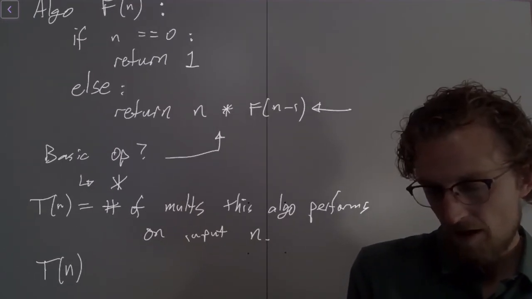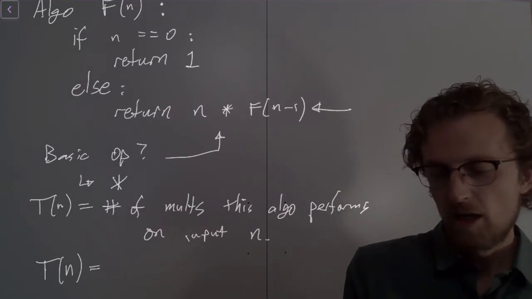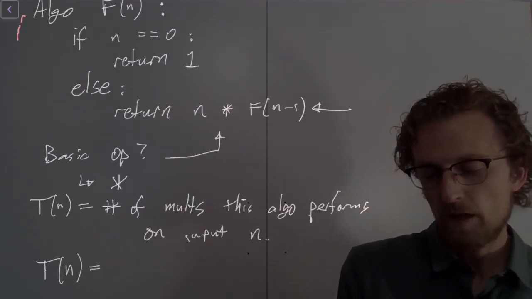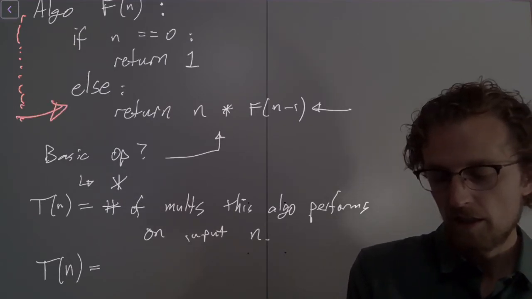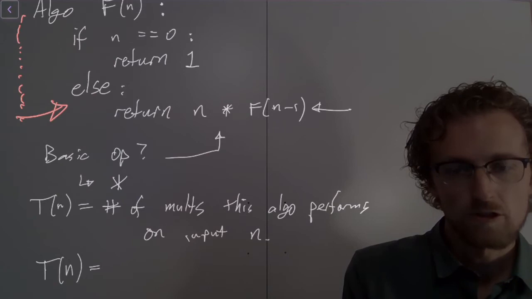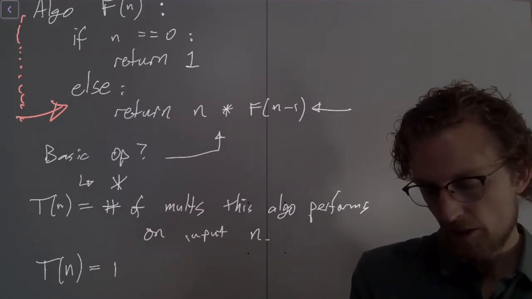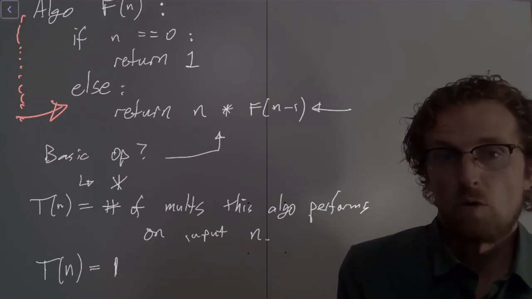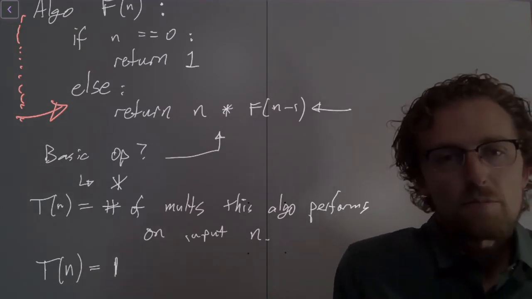If I am trying to come up with an expression for T of n, one thing I know for sure is that as my algorithm executes, unless n is 0, I'll get to this line, and this line has one multiplication in it. So I know that there's at least one multiplication. Who knows how many more it takes? But I know there's at least one, and then perhaps more.